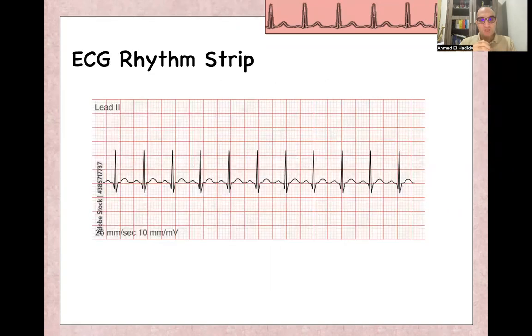ECG rhythm strip, usually we take it from lead 2, and we can record it either in a 12 lead ECG, where it will be shown as a long strip for lead 2, or even by a 3 lead monitor. It can show lead 1 or lead 2 or lead 3, and the best one is lead 2. How to read a rhythm strip?